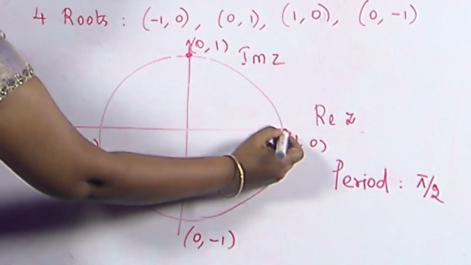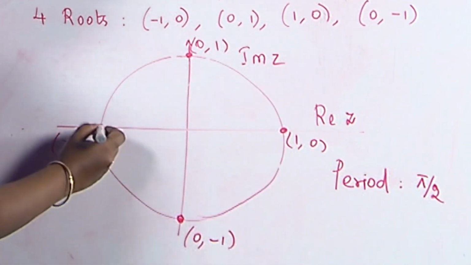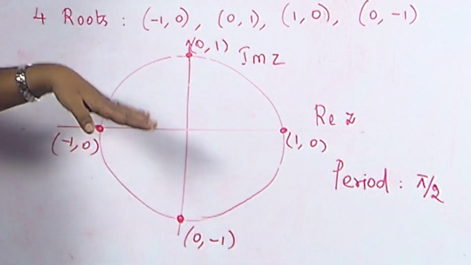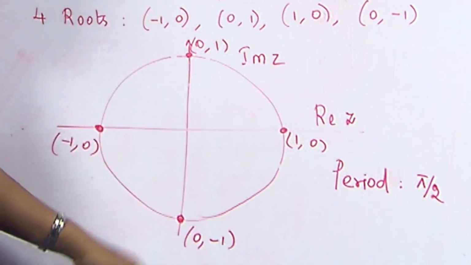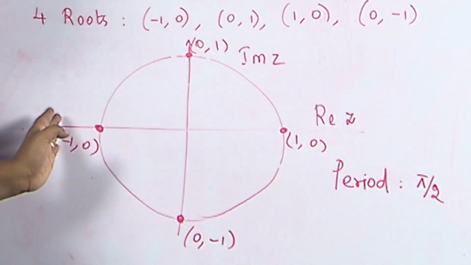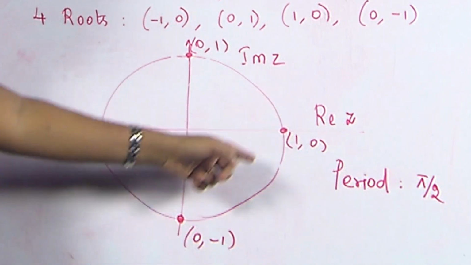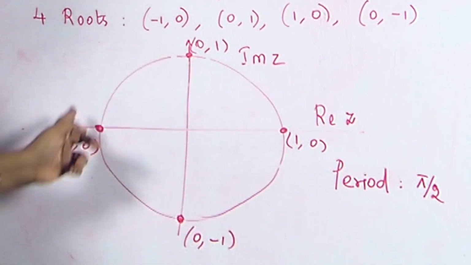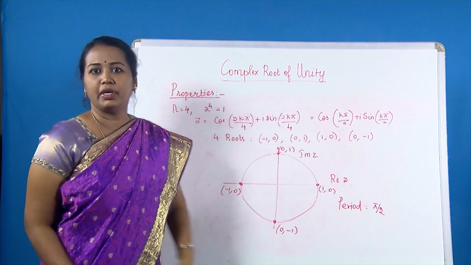When we have plotted all the 4 points here, this is the real part of Z and this is the imaginary part of Z. So, you can see that there is one in every quadrant, and the period is pi by 2. So, this is 90 degrees, 90 degrees, 90 degrees and 90 degrees. So, the period is pi by 2.